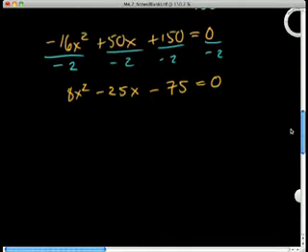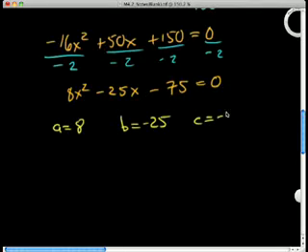And I don't believe this is factorable necessarily. No, it looks like it wouldn't be. So we'll use the quadratic equation. So a is equal to 8, b is equal to negative 25, c is equal to negative 75, and I'll get x equals, so I'll write down the whole equation. This is what I'm plugging it into. x equals the opposite of b, plus or minus the square root.